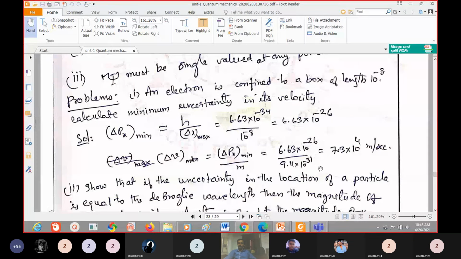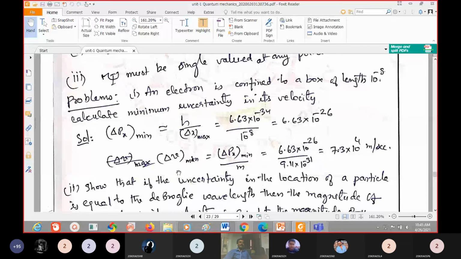Okay, so now if we substitute it, we can get some value here: 7.3 into 10 to the power of 4 meter per second. So what is the velocity of the electron? For calculating the uncertainty in velocity, it means 7.3 into 10 to the power of 4 meter per second. So that means this is a very large value.